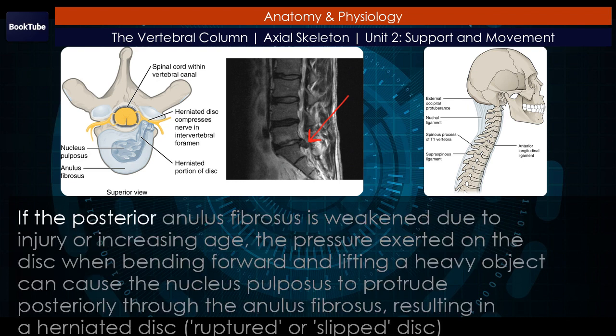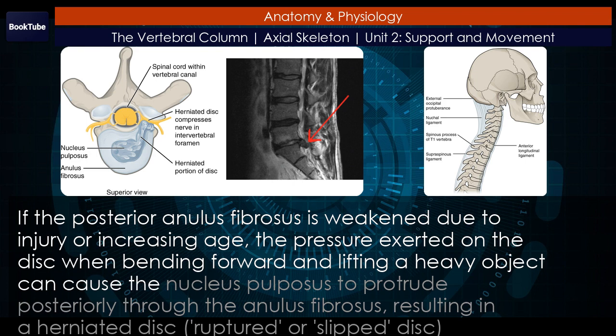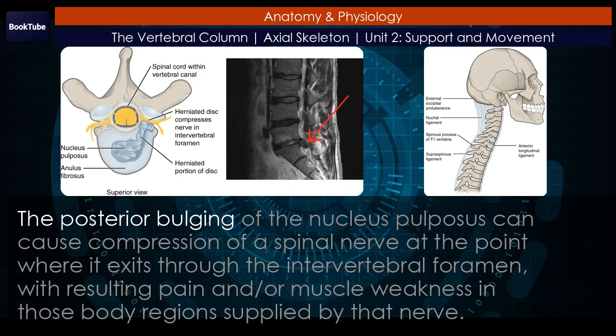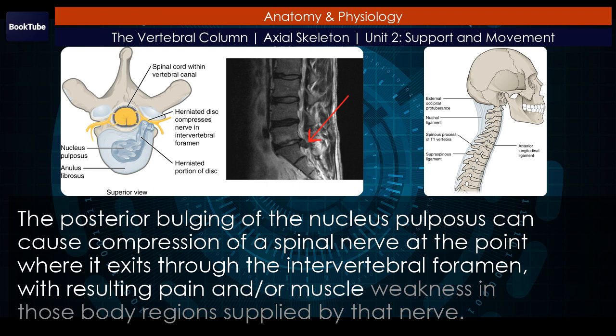If the posterior annulus fibrosus is weakened due to injury or increasing age, the pressure exerted on the disc when bending forward and lifting a heavy object can cause the nucleus pulposus to protrude posteriorly through the annulus fibrosus, resulting in a herniated, ruptured, or slipped disc. Figure 11. The posterior bulging of the nucleus pulposus can cause compression of a spinal nerve at the point where it exits through the intervertebral foramen, with resulting pain and/or muscle weakness in those body regions supplied by that nerve.